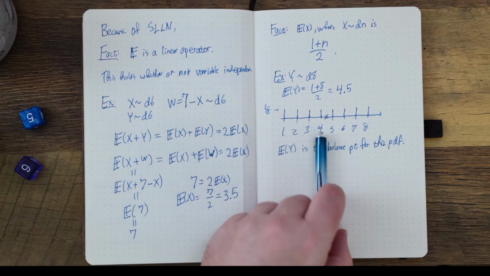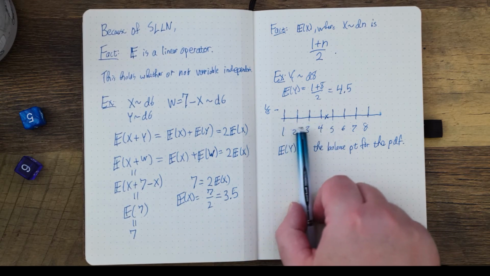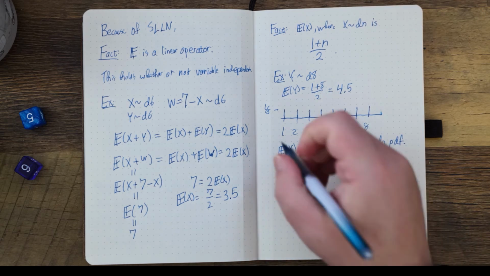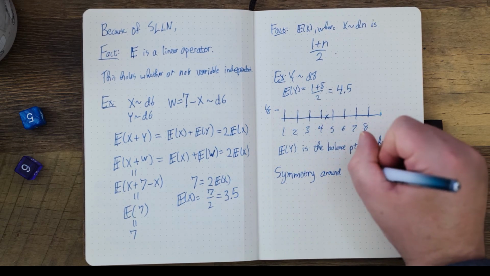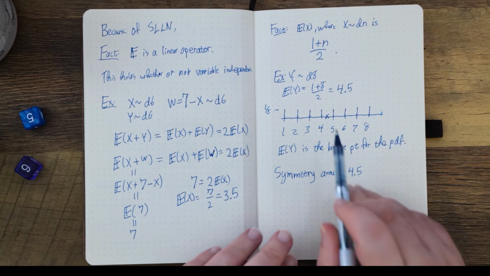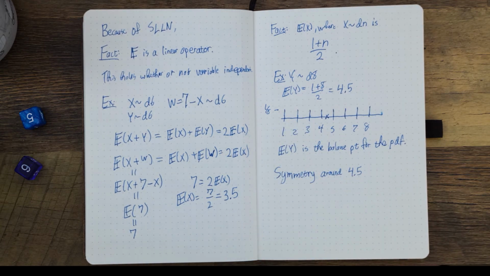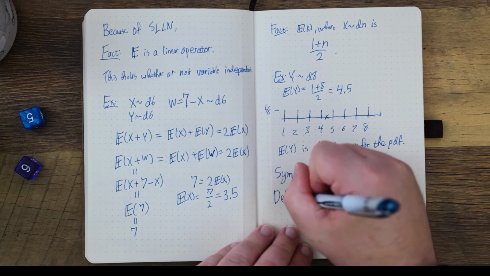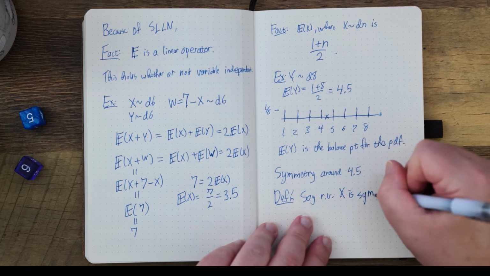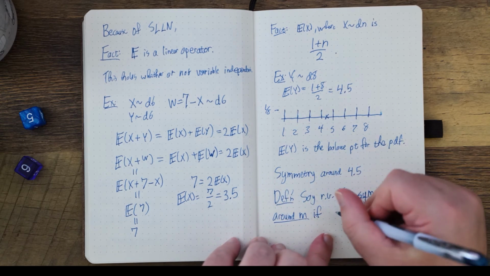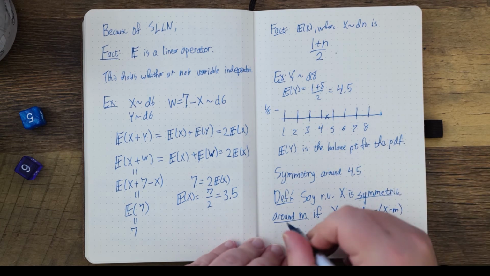So what's another way that I know that that balance point has to be in the middle? Well, it's because I have symmetry around 4.5. If I look at the PDF to the right of 4.5, it looks exactly like the PDF to the left of 4.5. And so we're going to make the following definition. Say random variable X is symmetric around m if X minus m and negative (X minus m) have the same distribution.